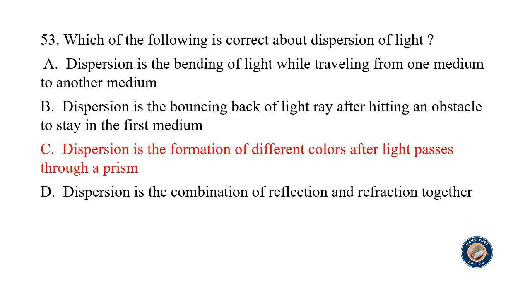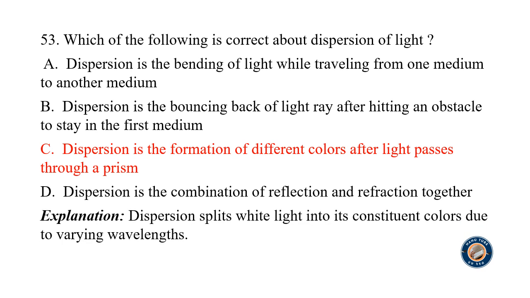The answer will be dispersion is the formation of different colors after light passes through a prism. Dispersion splits white light into its constituent colors due to varying wavelengths.